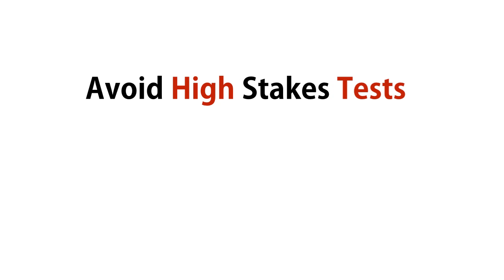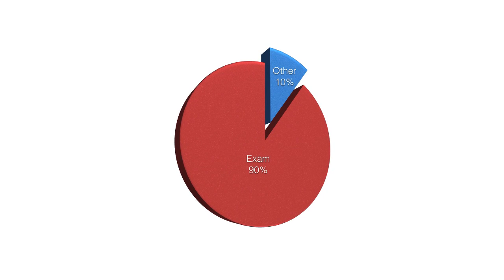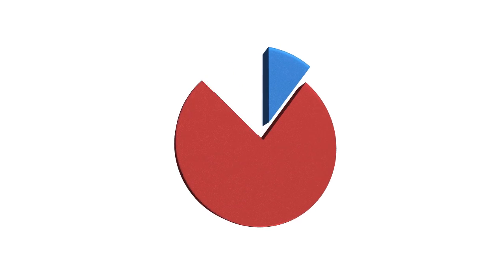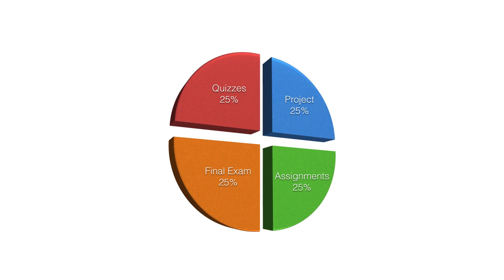And avoid high-stakes tests, and by that we mean, say, for example, if you have one exam worth 90% of a student's grade, in the online or even hybrid environment, this can cause a lot more anxiety and apprehension from the student's perspective. So you want to deliver points evenly over time with frequent assessments and opportunities for data points.